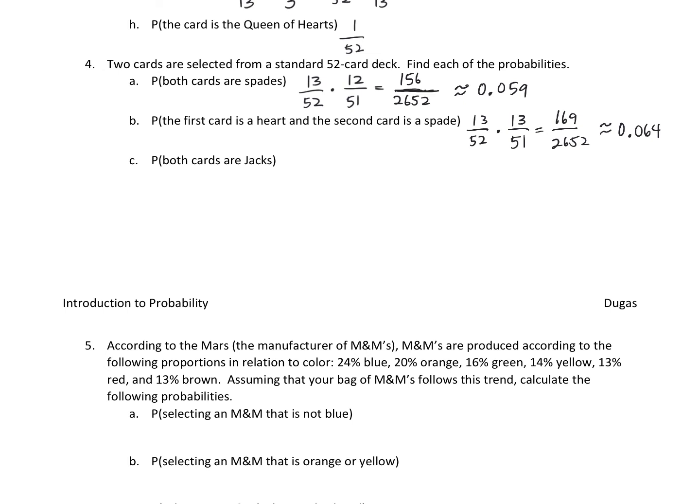All right, part C, find the probability that both cards are jacks. So the first card is a jack. There are 4 jacks and there are 52 cards. But once you take that first card, you will only have 51 cards left to draw from. And if you take one of the 4 jacks, you only have 3 jacks left to get. So when we multiply that together, we will get 12 over 2652. And as a decimal, that is 0.005.